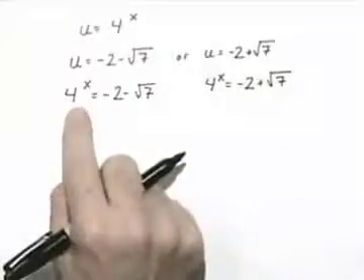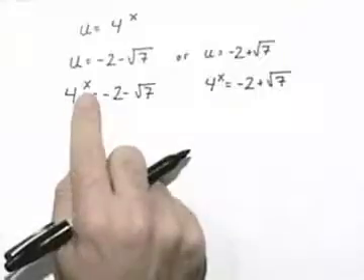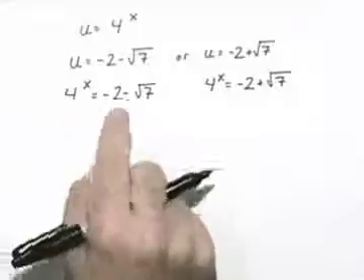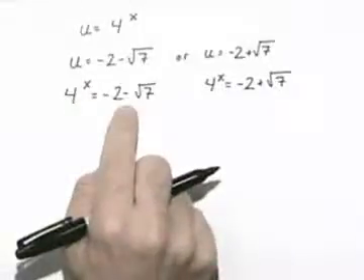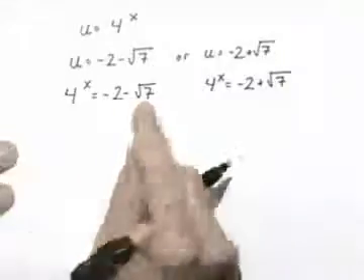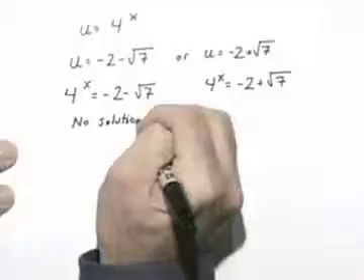Well, remember the range of the exponential function y equals 4 to the x is the set of all positive real numbers. So we're having 4 to the x equals a negative quantity. That can't happen, and therefore there is no solution to this particular equation.